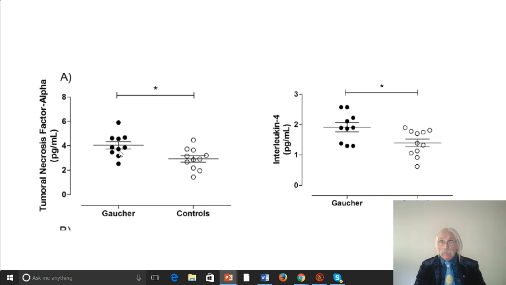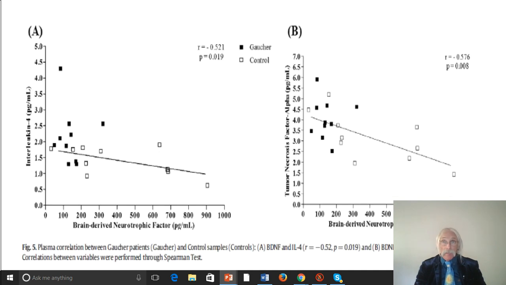That is, of course, a pro-inflammatory cytokine as compared to controls. You also get an increase in another very potent pro-inflammatory cytokine, interleukin-4, in Gaucher as compared to healthy controls. So you have TNF alpha and interleukin-4 both elevated as BDNF is decreased in Gaucher's. Very significant effects at the immunological level and also at the level of neurotoxicity, right?